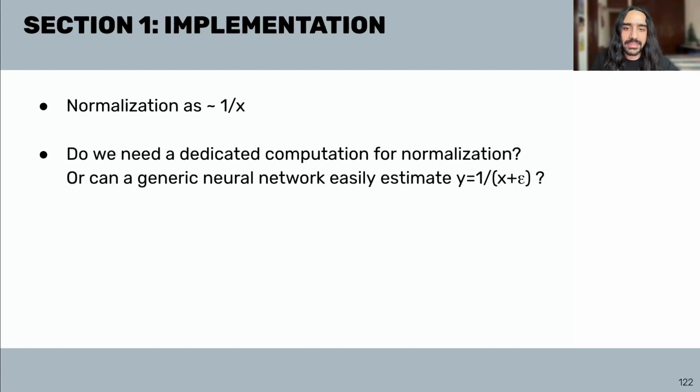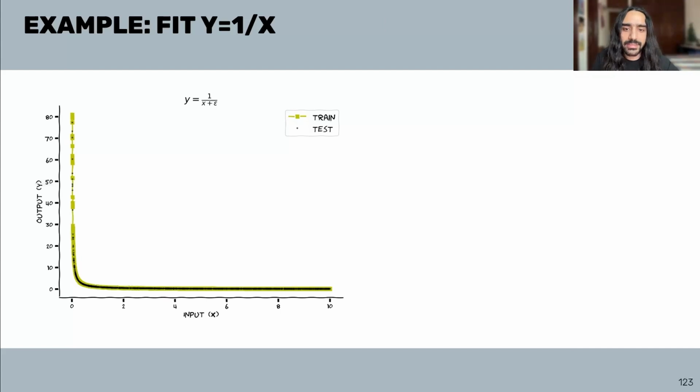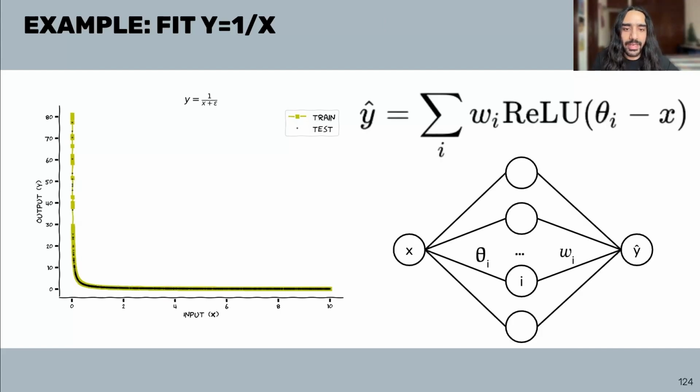We'll take normalization as a 1/x type of function. And we'll ask the question, do we need a dedicated computation for normalization? Or can a generic neural network easily estimate the function y = 1/(x + epsilon)? For this, we'll first generate the training and the testing data. Next, we'll use it to train a simple neural network with 100 hidden units.